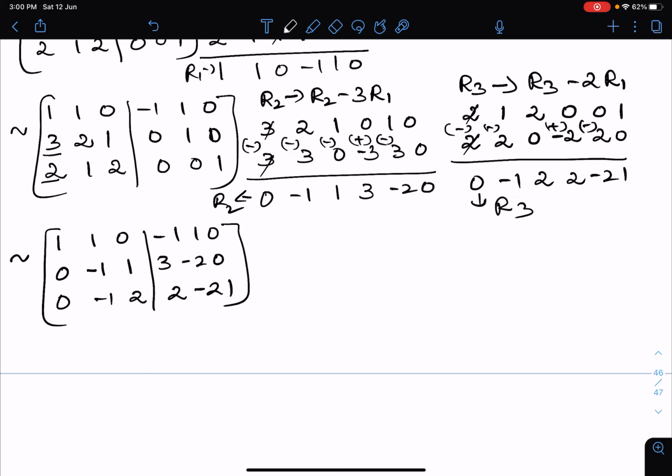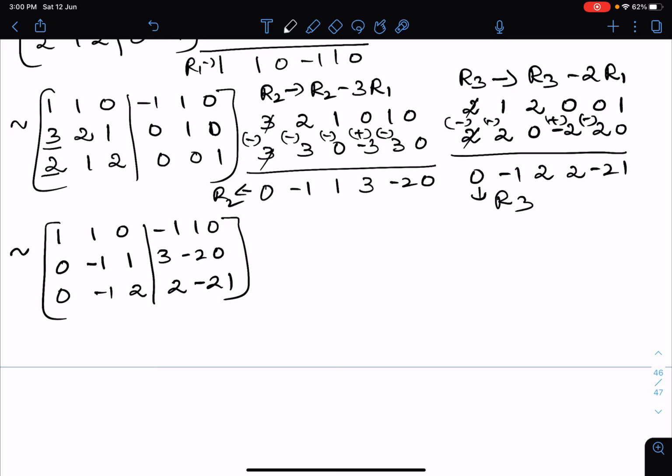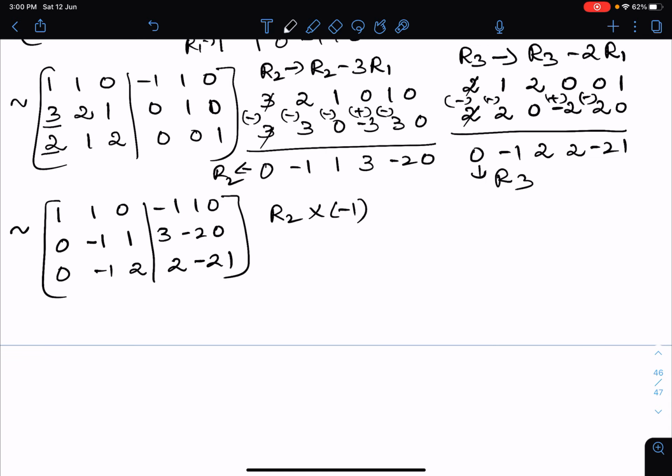Now after this, column 1 is over, sorry, column 1 we have got 1 0 0. Now we have to concentrate on our column 2, and here in the middle term it should be plus 1, but it's minus 1. So here you are going to do R2 into minus 1 throughout. So your equivalent matrix is going to be the first row, and our second and third rows are going to be the same, so no changes there.